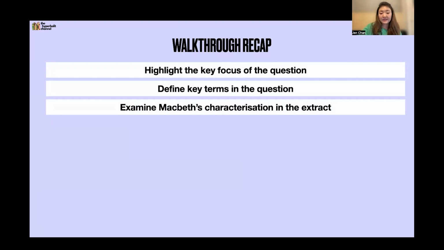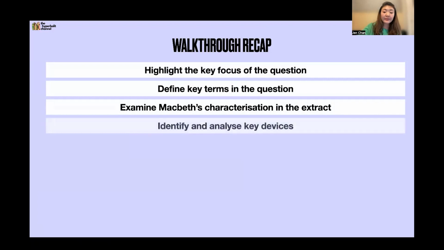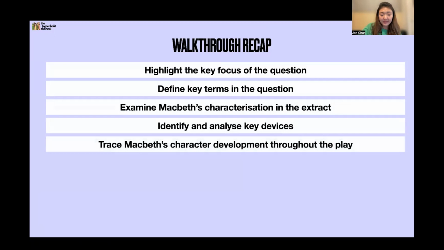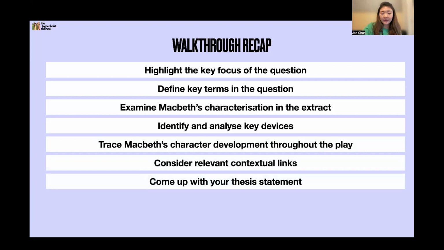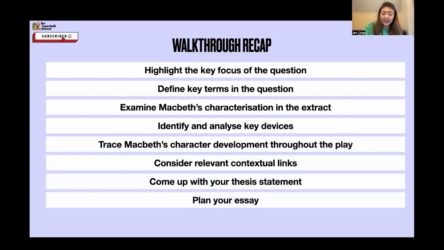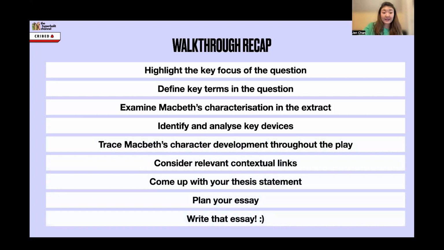And once we've framed out the scope of what we need to engage with, we can then look at Macbeth's characterization in the extract in particular, and then looking at the language, structural, and dramatic techniques, those key devices that enable Shakespeare's characterization of Macbeth, and then zooming out, thinking about elsewhere in the play, those other moments throughout the play that also contribute to Macbeth's characterization as a hero, and then zooming out again to consider what are the contextual links and relevant contextual information that we can bring in. Finally, coming up with our thesis statement, planning out our essay, and then writing that essay.